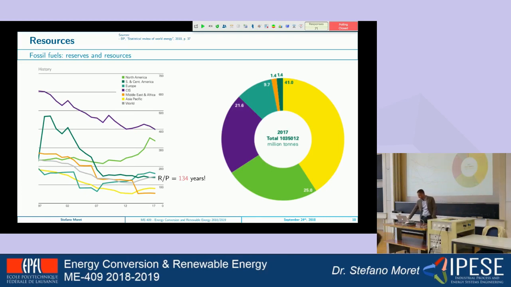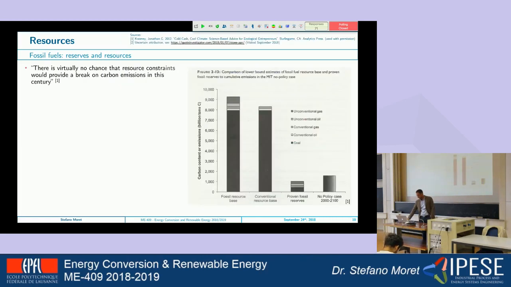There is a good book that I read recently, and I recommend it to you. The conclusion of this author is that there is virtually no chance that resource constraints would provide a brake on carbon emissions in this century. So the author in this book compares the amount of carbon that we would emit in the business as usual scenario on the right to the amount of resources that we have available.